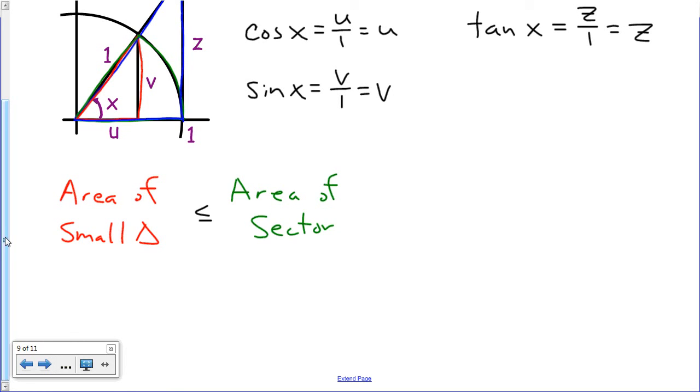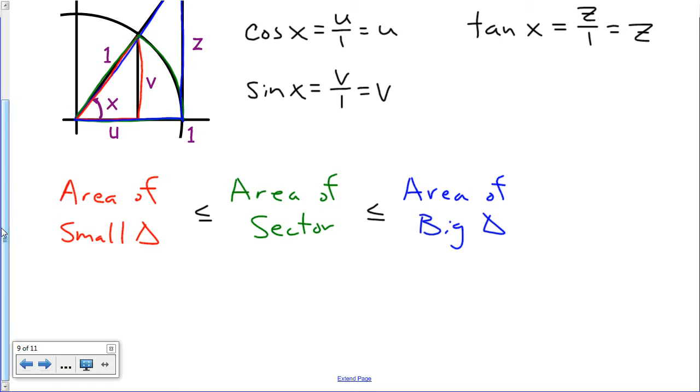And then finally, that's less than or equal to the area of that big triangle there, the one that's marked in blue. Okay, so just based on our sketch there, and the fact that the red triangle is inside of the sector, which is inside of the blue triangle, I can come up with this double inequality. Now let's see if we can actually find the area of each of these and fill in the details here.